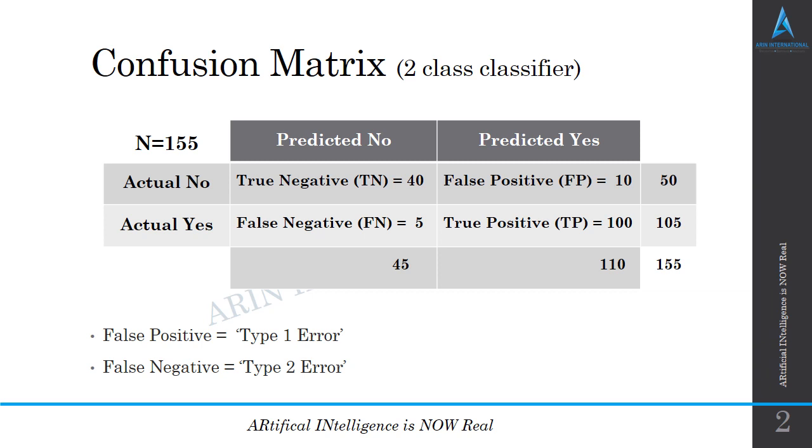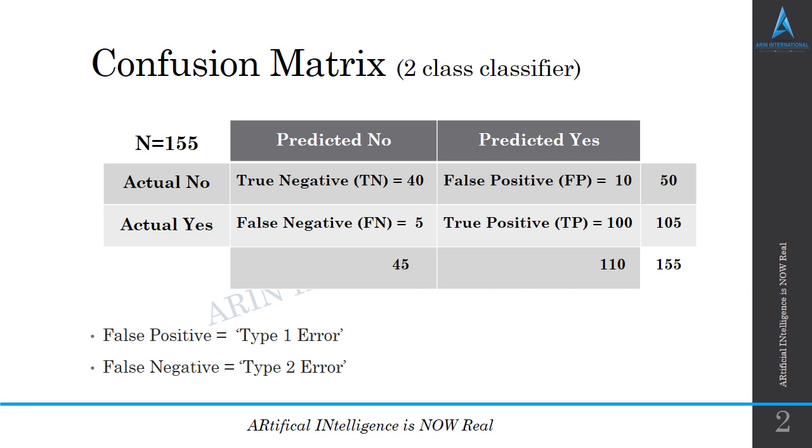In this case, let us consider an application where a classifier has to decide if a patient is having COVID-19 disease or not having COVID-19 disease. Now there are four scenarios: when the actual value is no and the predicted value is also no; second, when the actual value is no but predicted is yes; third, when the actual value is yes and predicted is no; and fourth, when the actual is yes and predicted is also yes.